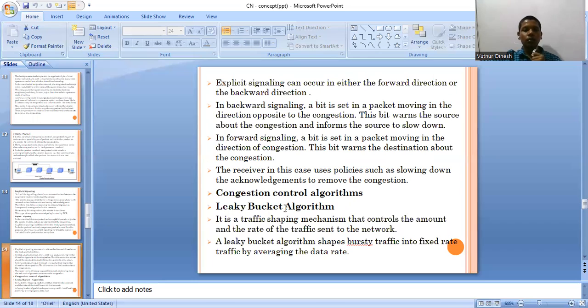Congestion control algorithms: leaky bucket algorithm. It is a traffic shaping mechanism that controls the amount and the rate of traffic sent to a network. A leaky bucket algorithm shapes bursty traffic into fixed rate traffic by averaging the data rate.